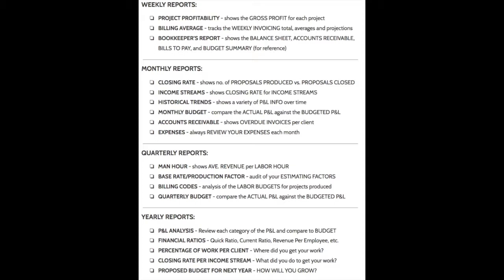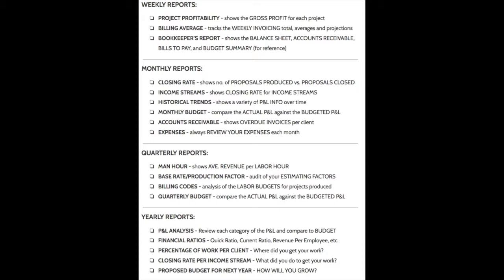We're also going to be taking a look at our billing codes and making sure that our labor budgets are matching our projections for those. We're also going to be taking a look at our quarterly budget, and you're going to compare the actual profit and loss statement for the quarter versus the budgeted profit and loss statement. And all of these reports are going to add up to be summarized into the most important report of all, the yearly report, where we're going to take a look at the profit and loss analysis.